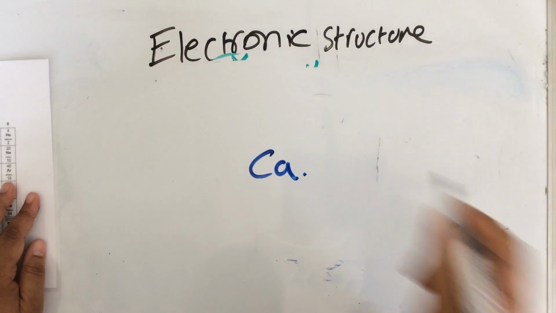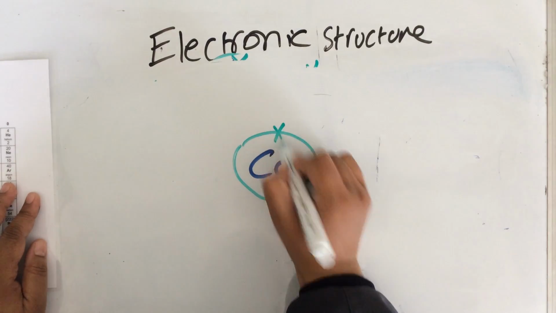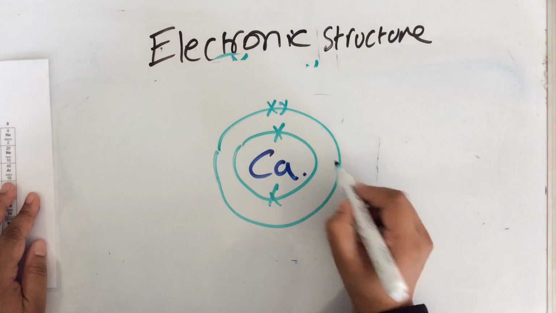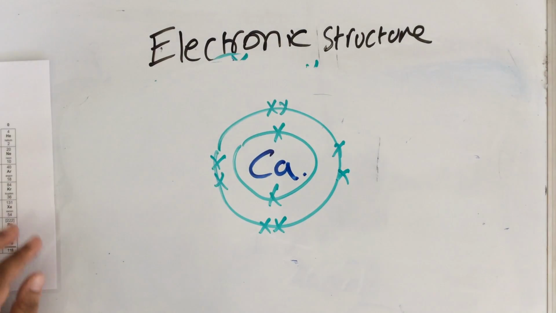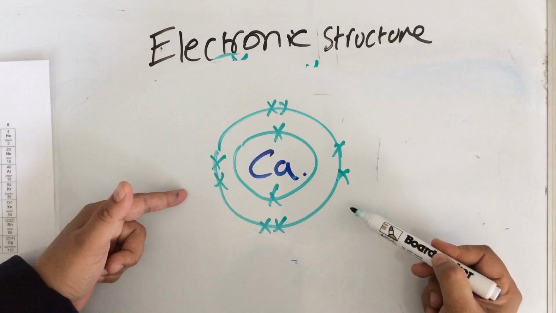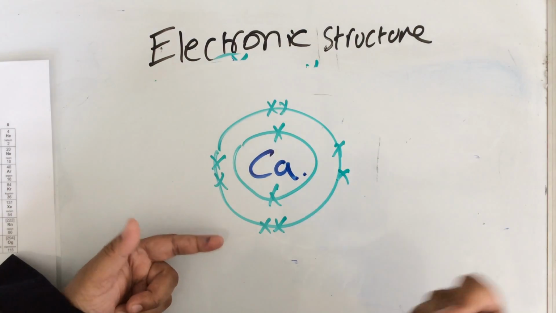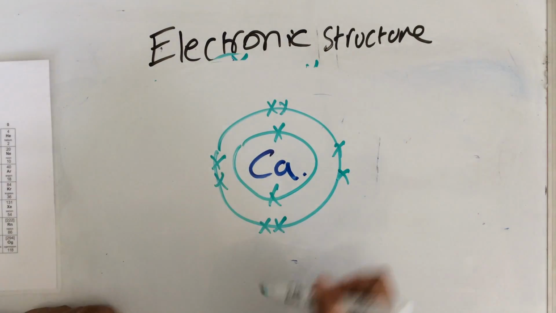Calcium has 20 electrons. So 2 on the first shell, maximum 8 on the second shell. If you notice that I'm drawing my electrons in pairs, I would advise you to draw them in pairs so it's a bit neater and you can see them clearly. Also, I'll explain this a little bit more when we come on to bonding. Why am I showing these in pairs?